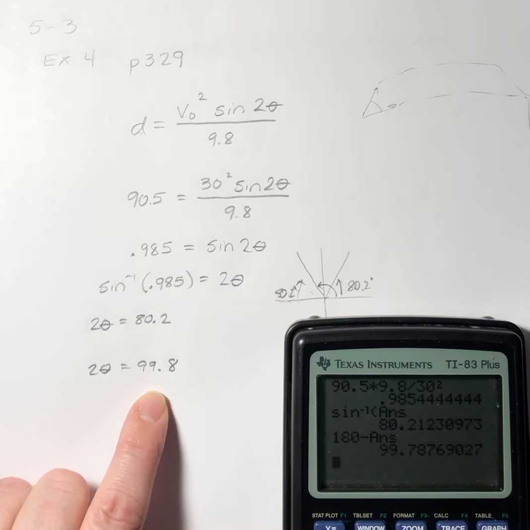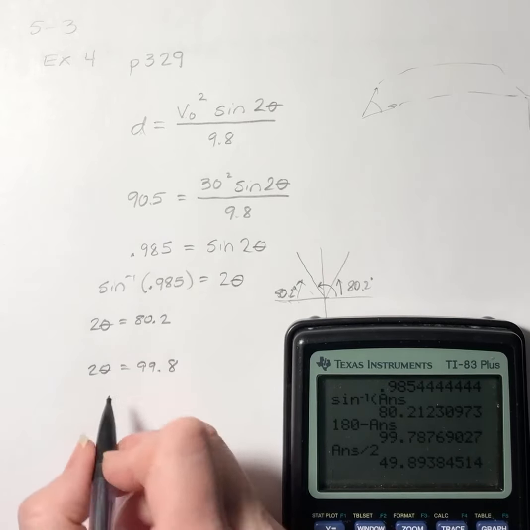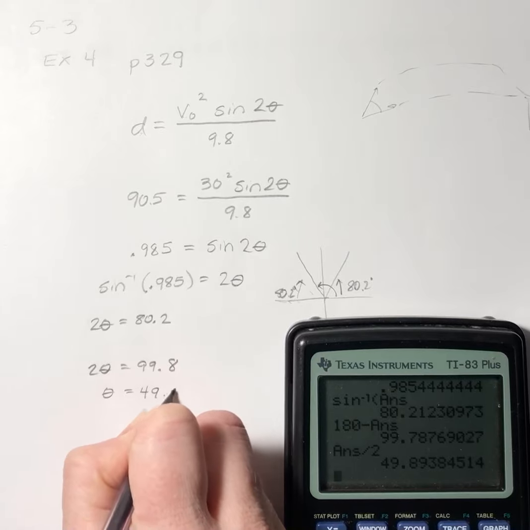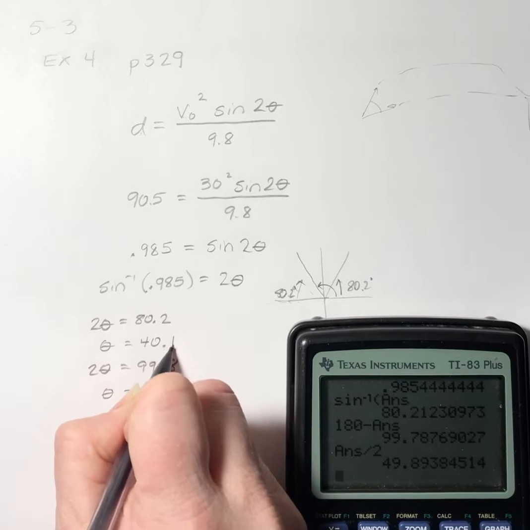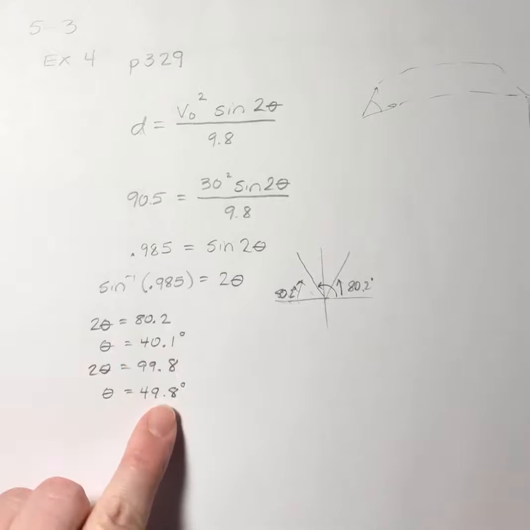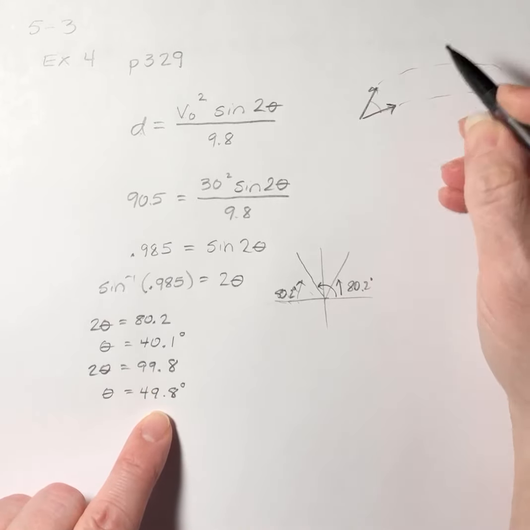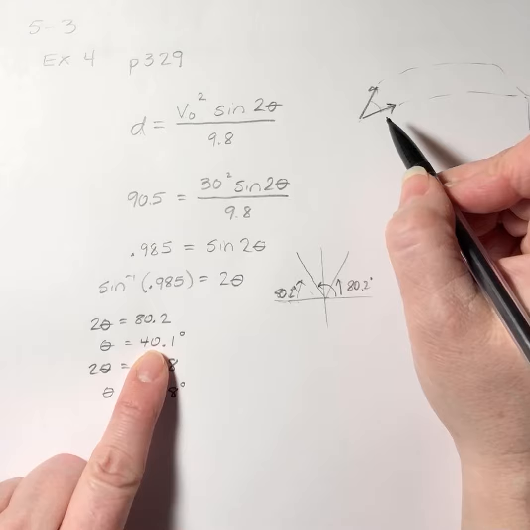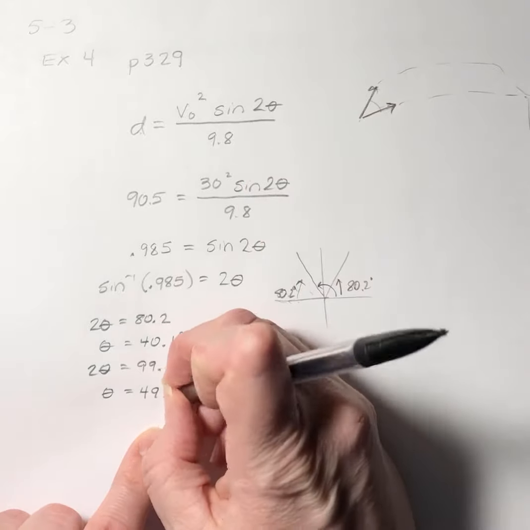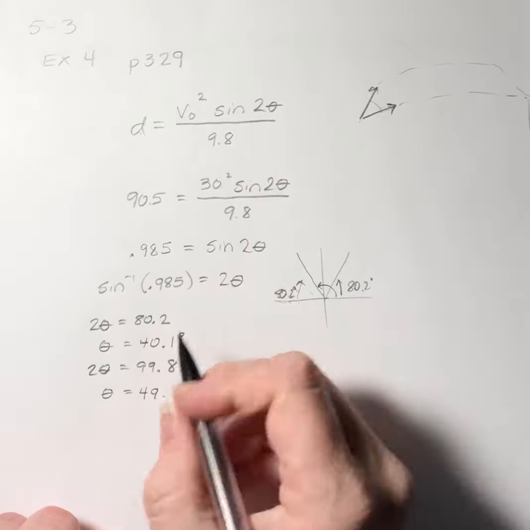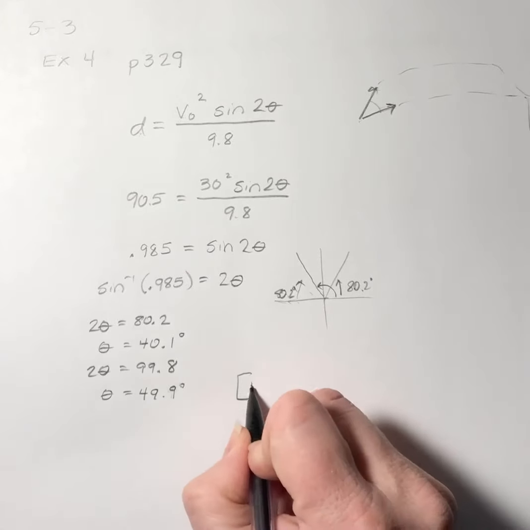So if I divide that by 2, I get 49.9. And if I take this one divided by 2, I get 40.1 degrees. So there's 2 potential angles; this is the lower boundary and this is the upper boundary. So if he hit it between 40.1 and 49.9, excuse me, I said it right and I wrote it wrong, 49.9, if I look back on the calculator, the ball will go over the fence.